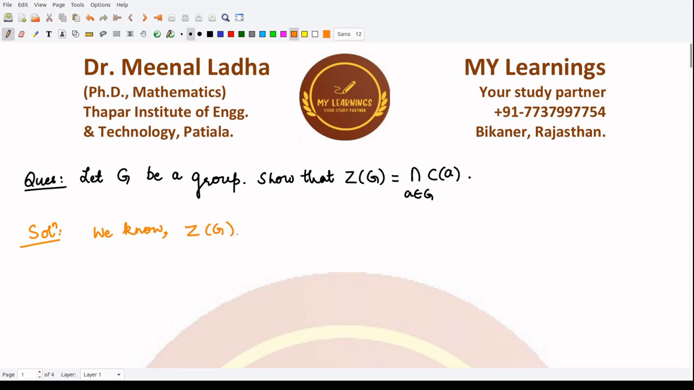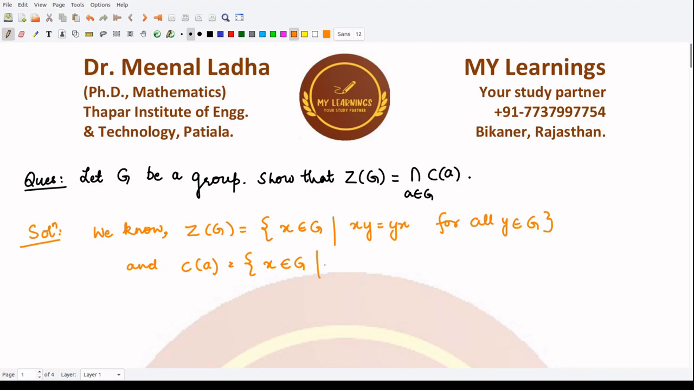Z of G, which is the center of G, contains all the elements X from G such that that element commutes with every other element of G, right? This is true for all Y which belongs to G. And if you remember the definition of a centralizer of A, this is for one particular element. It contains all those elements from the group G that commute with this element A, right? This was the definition: AX is equal to XA.